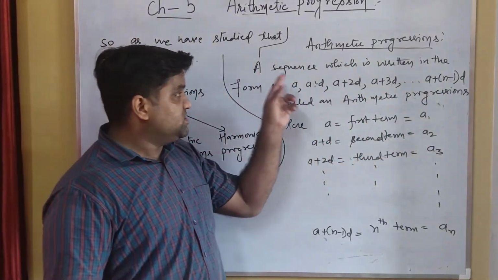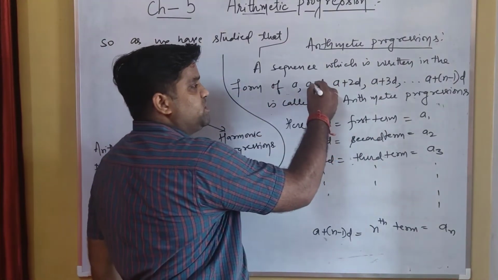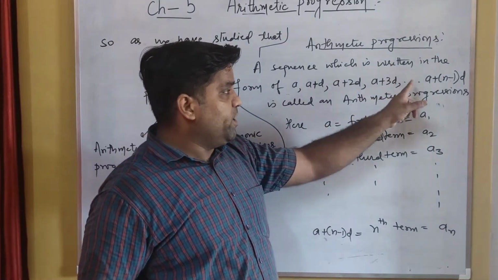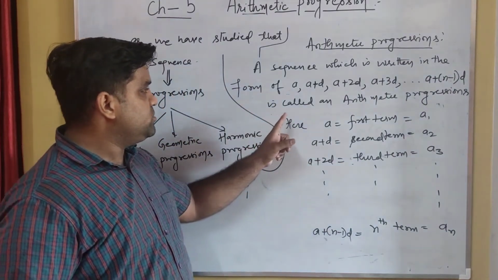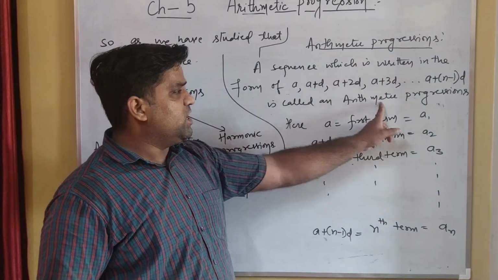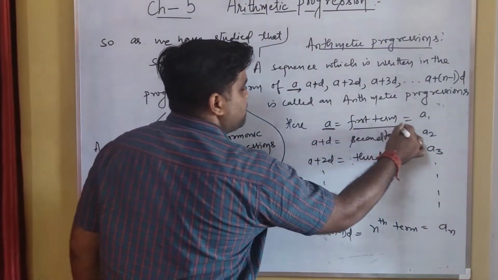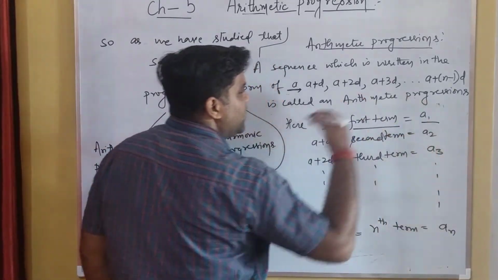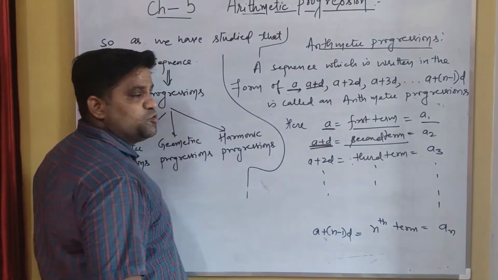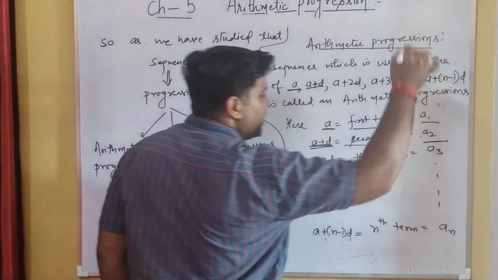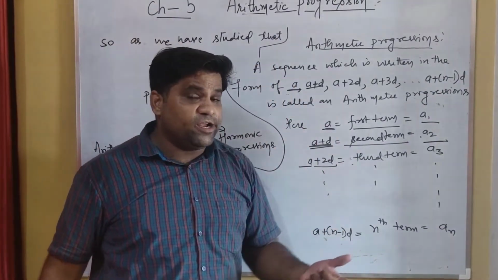Again I am repeating, a sequence which is written in the form of a plus d, a plus 2d, a plus 3d, a plus 4d, and up to a plus (n minus 1) into d, such a sequence is called an arithmetic progression. Here that term a is called the first term and it is denoted by a1. Here a plus d is called the second term of the arithmetic progression, denoted as a2. Similarly, a plus 2d is called the third term. a plus 3d is called the fourth term.